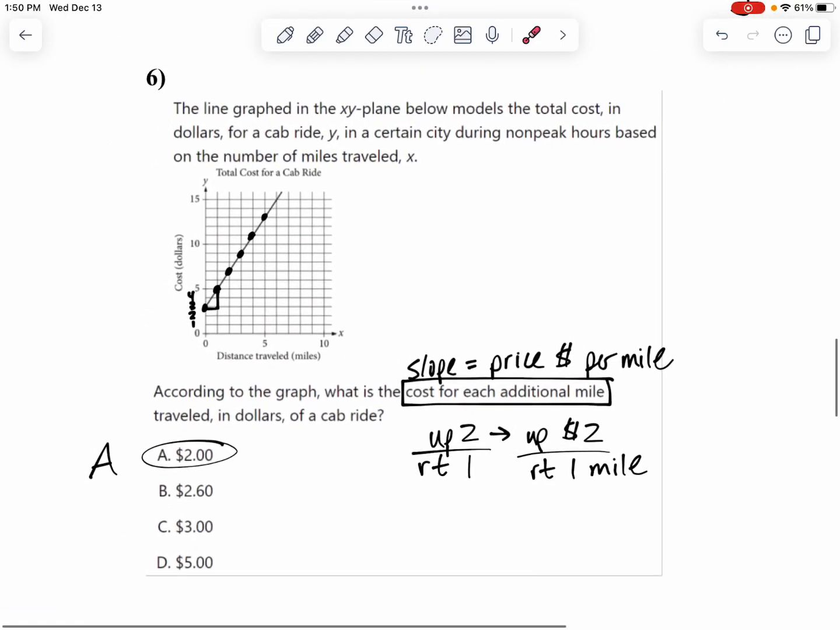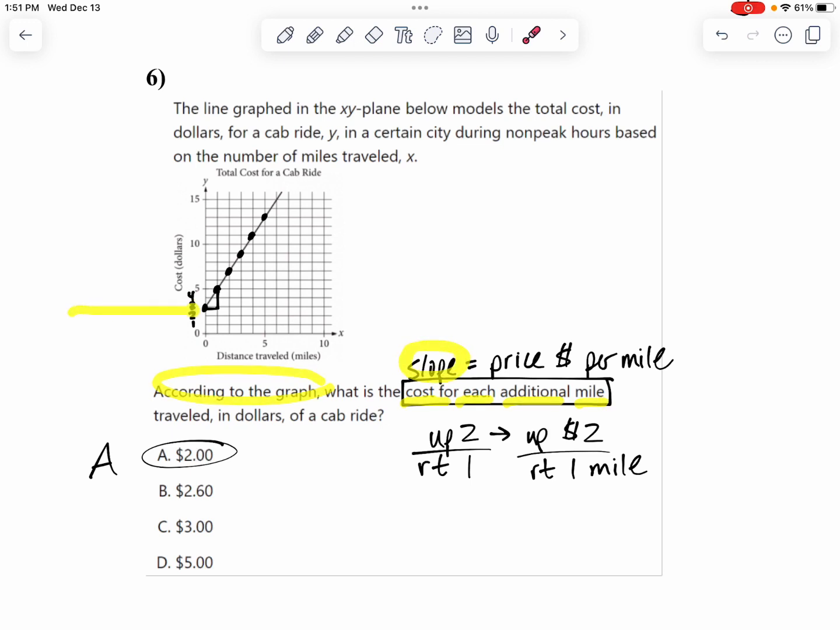For number 6, there will be several questions where they actually give you a graph, and they ask you questions about the graph. So again, this is just a line, y equals mx plus b. It looks like we have a y-intercept right here, and I can figure out by counting what the slope is, up and over, up and over, up and over. And it says, according to the graph, what is the cost for each additional mile? Those have some keywords in there that are telling us about the slope. It's asking about the slope.